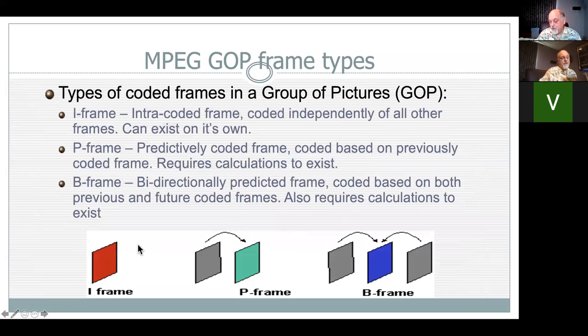Okay, so here's a quick illustration. The I-frame is all video, no calculations. It could stand on its own. You could pull an I-frame out and show it on the screen, and there it is. A P-frame needs previously coded frames. In other words, it needs a frame before it in order to exist. The B-frame calculates the frame before and after.